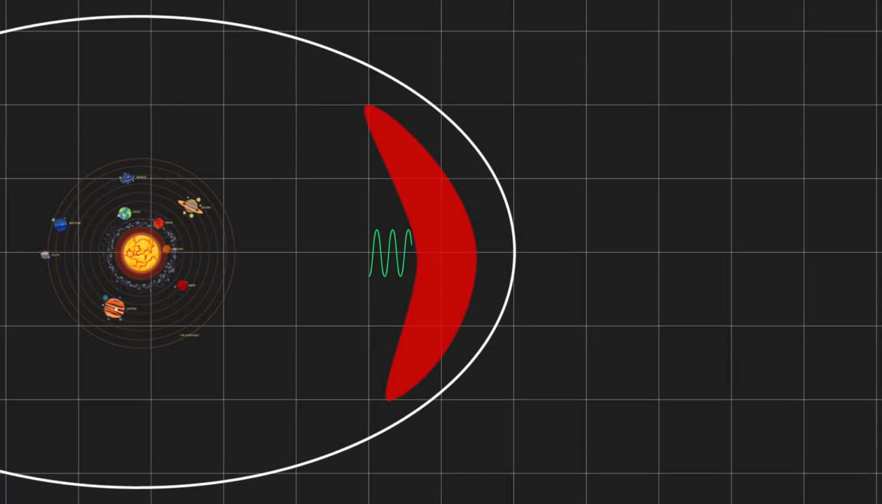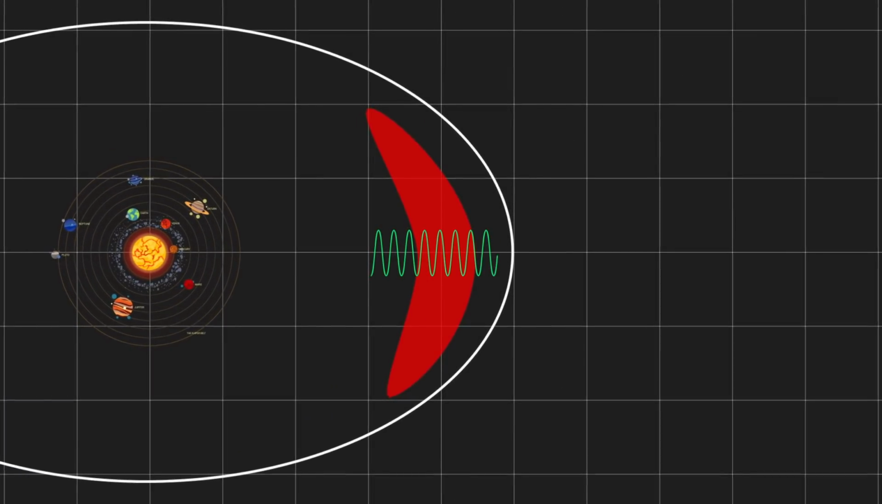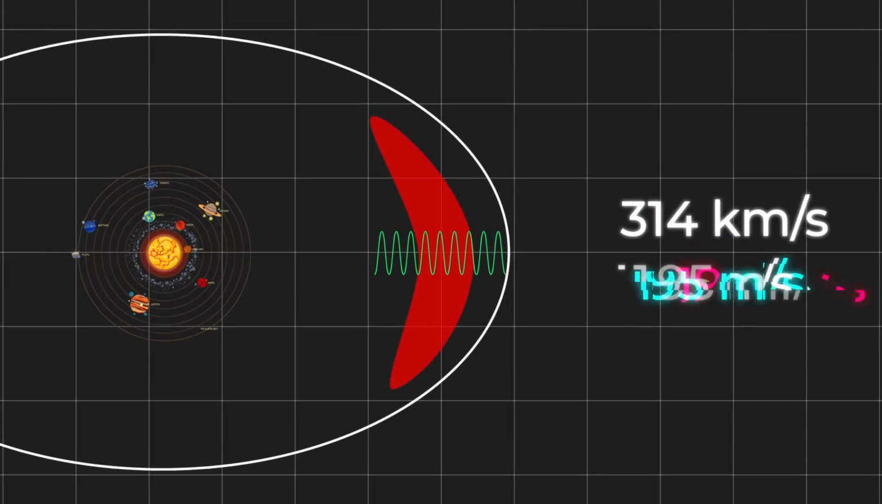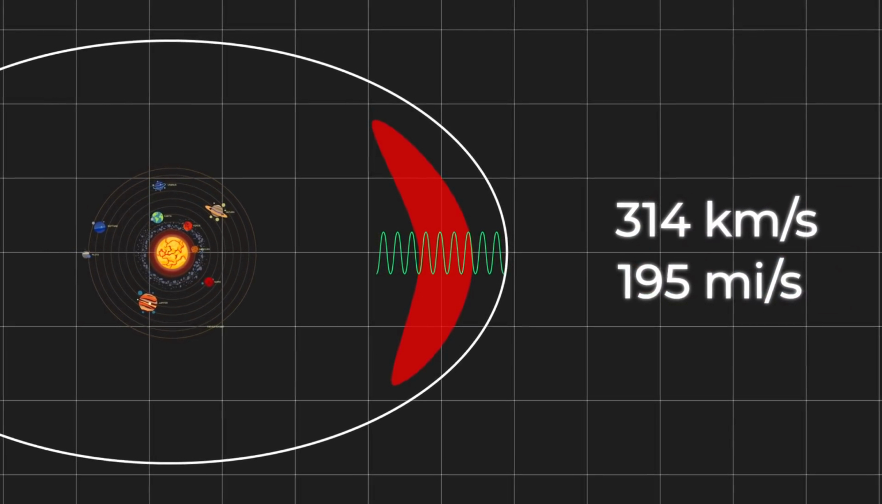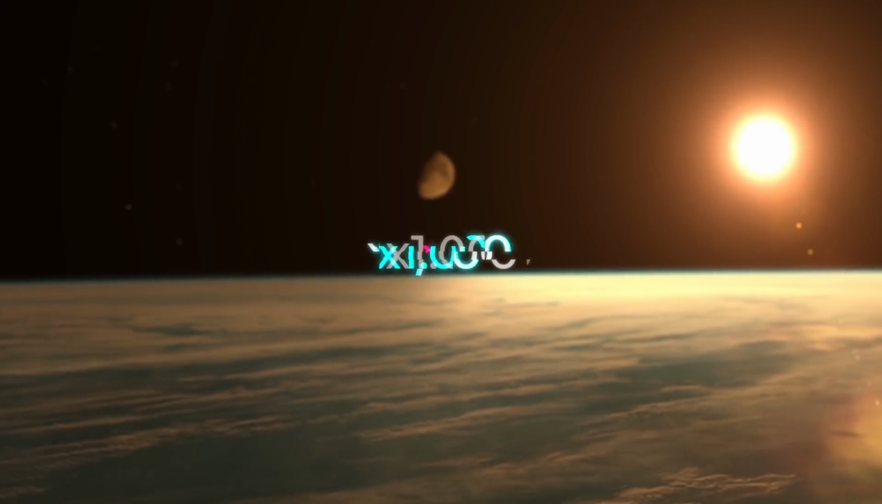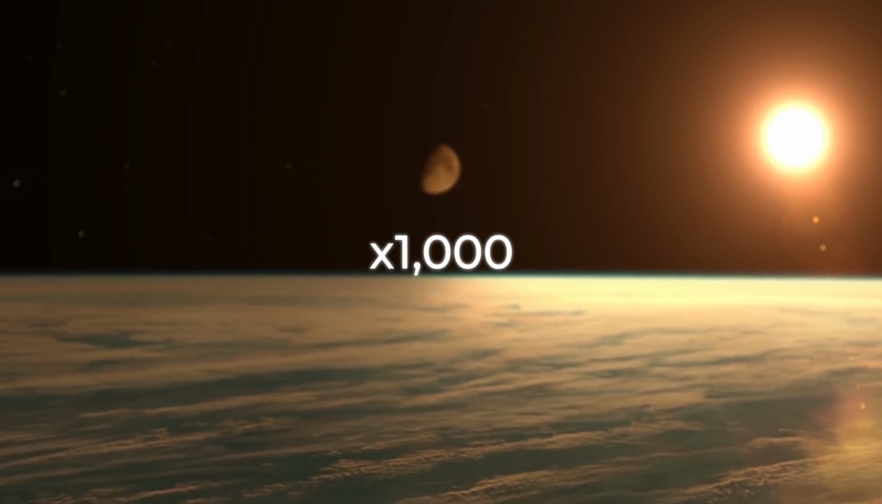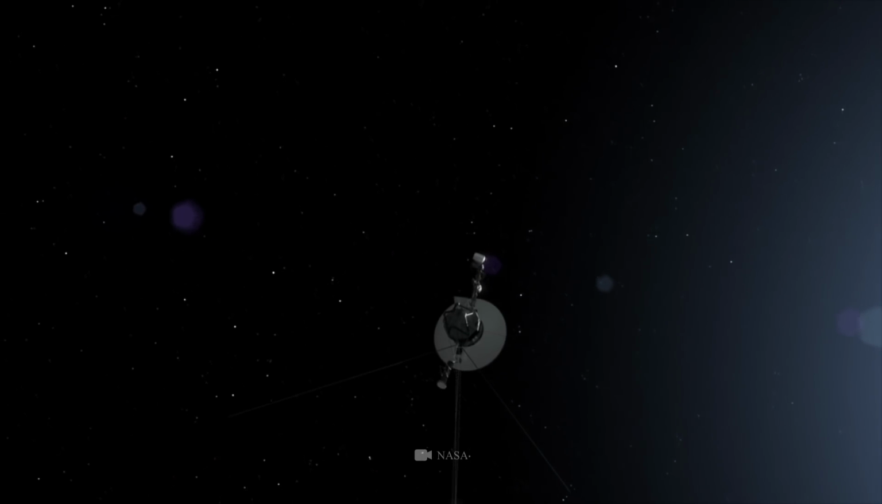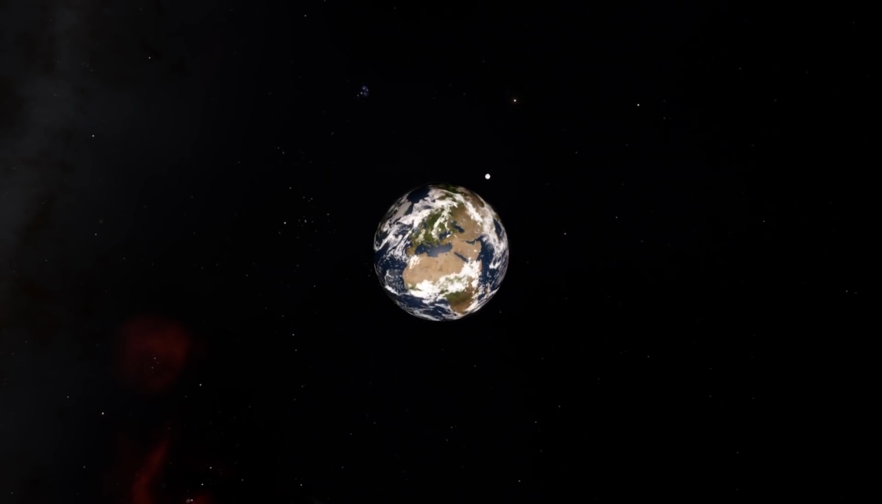The speed of sound waves was also established, passing through this medium at 314 kilometers, or 195 miles per second. That's 1,000 times faster than sound travels through the atmosphere on Earth. Scientists have received invaluable data, but there's still a lot of questions on the most unexplored field of cosmos.